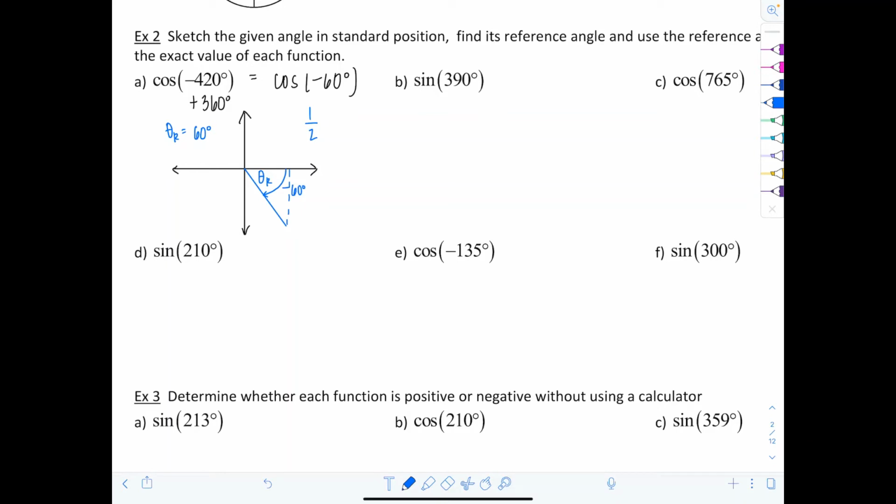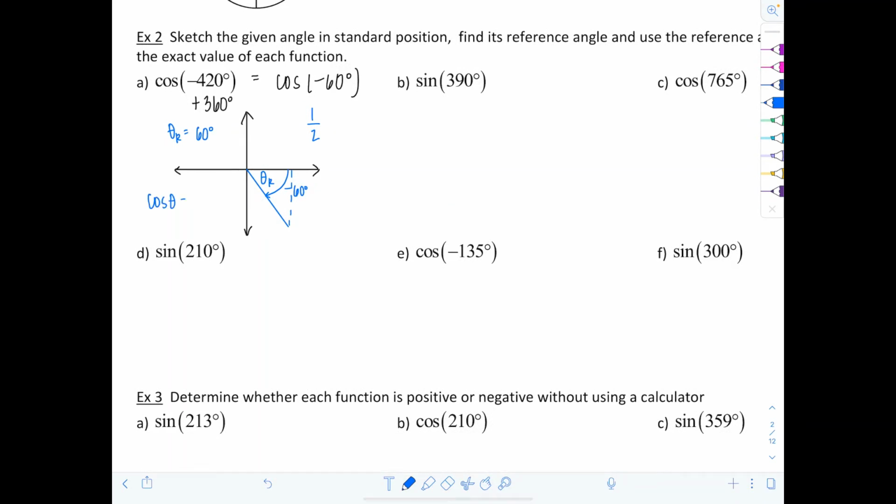Now we have to determine, is it going to be positive or negative? So here's what I think to myself. I do not think "all students take calculus." I go, cosine of theta is equal to x over r, and I'm over here in quadrant 4. Are the x values for everything in quadrant 4 positive or negative? Imagine an ordered pair in that quadrant, the x coordinate would be positive. And remember, r is never negative, it's always positive. So that's how I know cosine in quadrant 4 is positive. So I'm just going to leave it as positive 1/2.